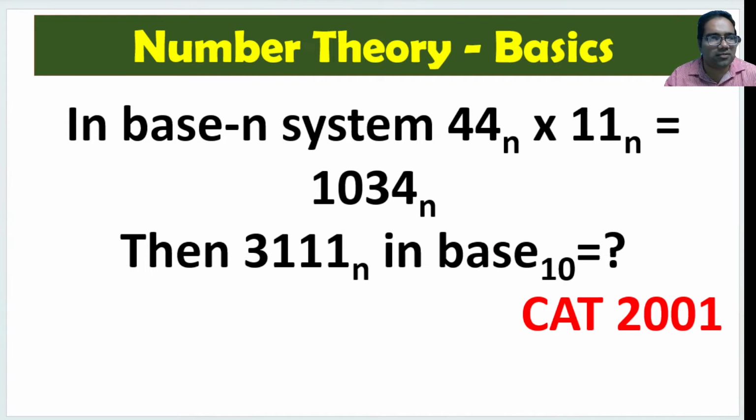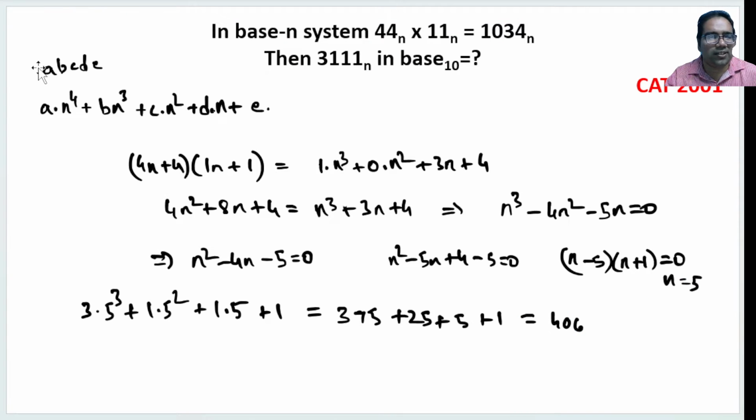We earlier discussed what base n notation means. For example, if we take a 5 digit number, then in base n, what does that mean? a times n to the power 4 plus b times n cube plus c times n square plus d times n to the power 1, then e times n to the power 0, which is 1. Generally, the numbers that we talk about are all in base 10 notation. That means a times 10 to the power 4, that is a times 10,000 plus b times 1000 plus c times 100 plus d times 10 plus e.